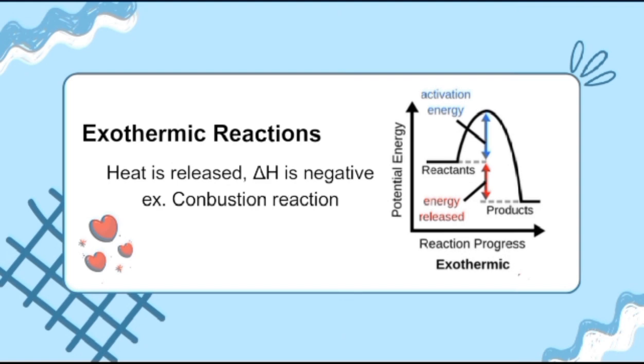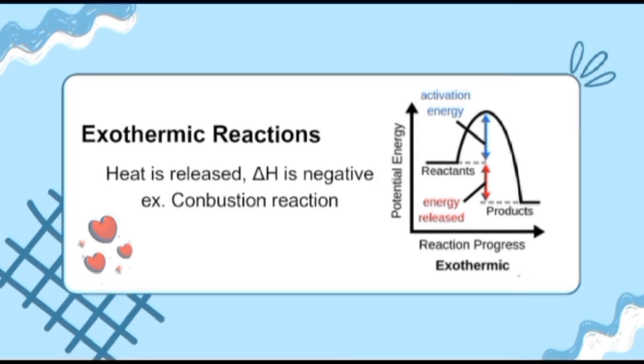While the exothermic reactions, these reactions release heat to the surroundings. In this case, the system loses heat, so the enthalpy decreases and delta H is negative. Combustion reactions such as burning wood or gasoline are examples of exothermic reactions.